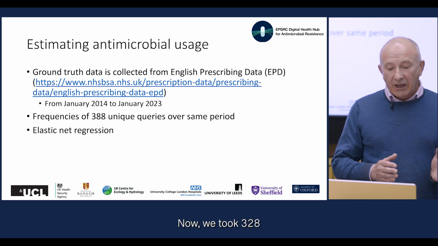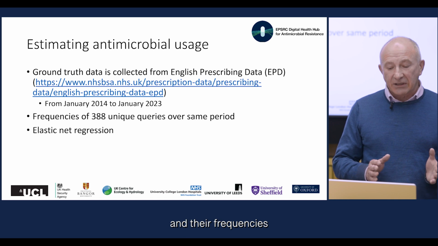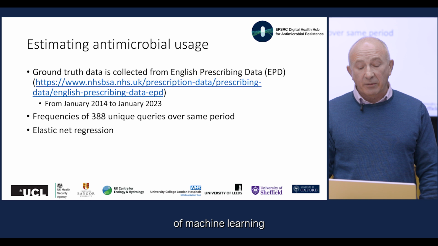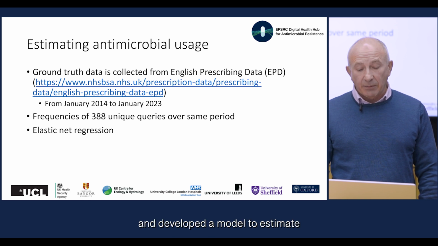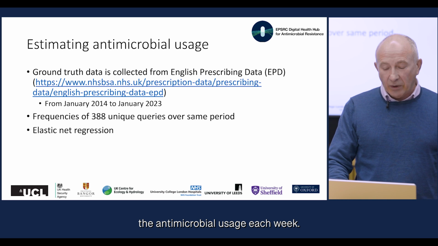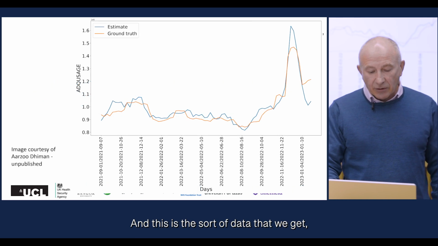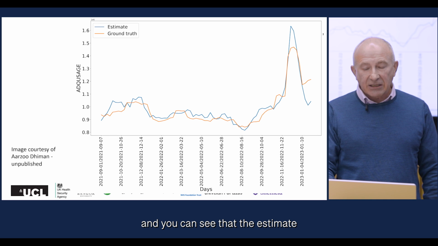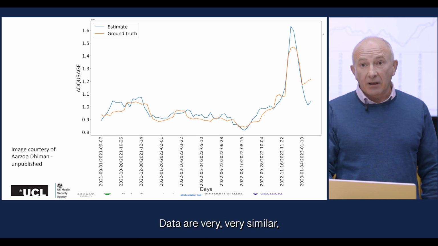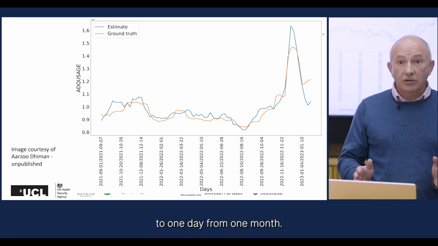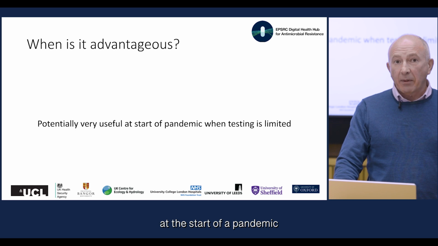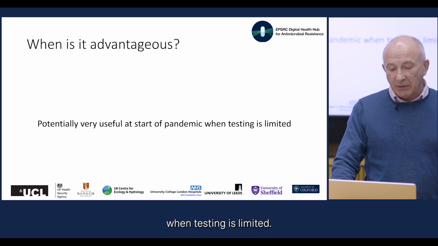Now, we took 328 unique queries and their frequencies over that same period and used elastic net regression, a simple form of machine learning, to develop a model to estimate the antimicrobial usage each week. And this is the sort of data that we get. And you can see that the estimate and the ground truth data from English prescribing data are very, very similar. But here the latency is being reduced to 1 day from 1 month. It's also potentially useful at the start of a pandemic when testing is limited.